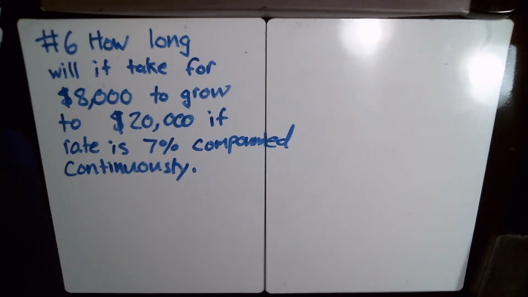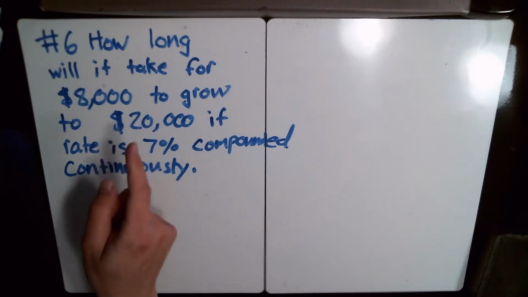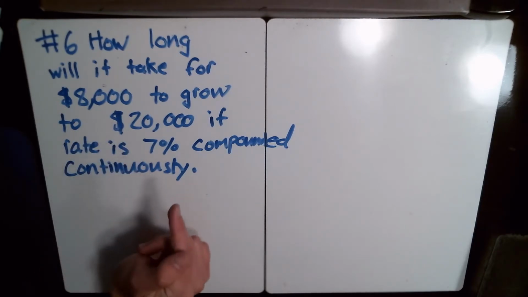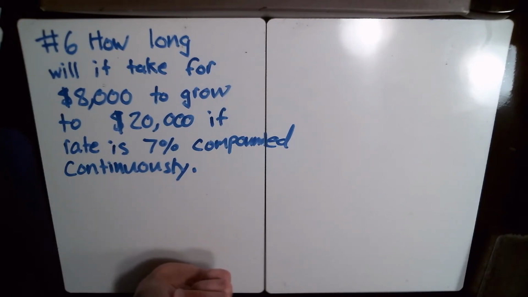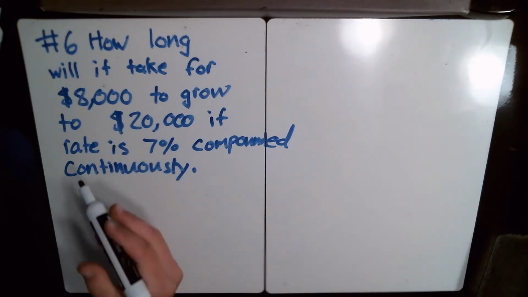Okay, welcome back. So I'm going to look at number 6 on the Chapter 4 review, which is asking us about interest formulas. So we're wondering how long will it take for $8,000 to grow to $20,000 if the rate is 7% compounded continuously. Okay. Well, it also gives us the two equations for interest.